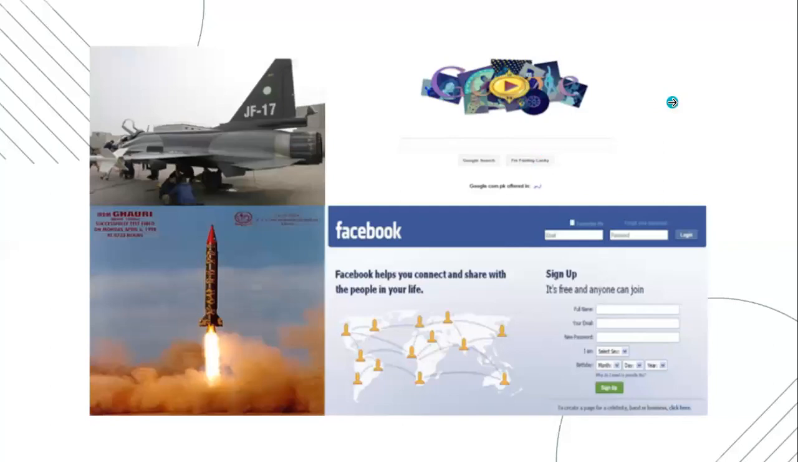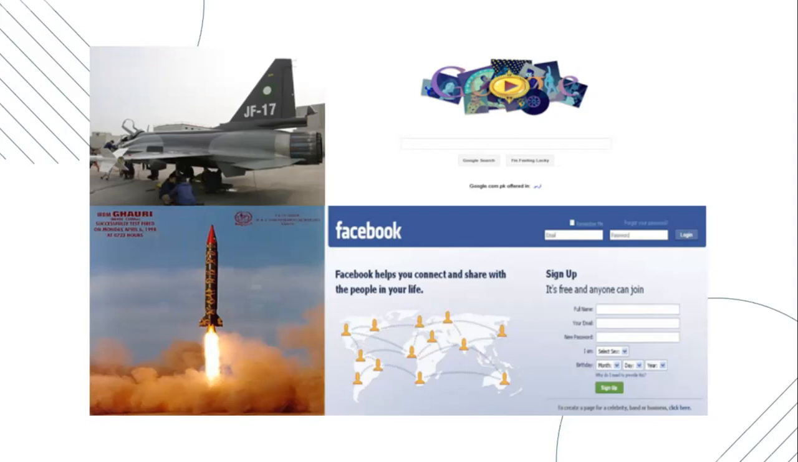Here are four pictures. One is the JF-17, another the Ghori missile. These two are both Pakistani products. Here is Google, and whenever you don't know anything, you just start Googling it. Nowadays, ChatGPT has a huge impact on our lives. Whenever we have to do something, we just write it in and we start doing. Here is Facebook. Everyone is on Facebook. I could not even give you a count of how many users are currently logged in. Truly a great number.